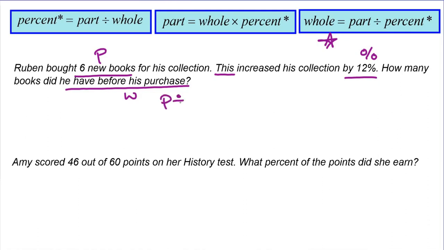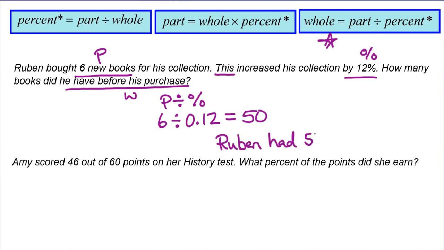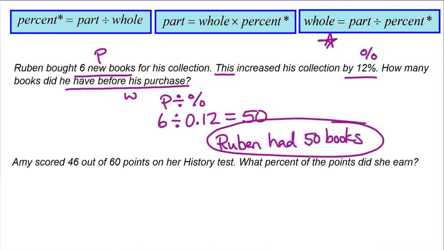So I'm going to take the part divided by the percent to find the whole, and the part was 6. The percent was 12, but again, we have to write that 12% as a decimal, which is 0.12. So I take 6 divided by 0.12, and that gives me 50. So that tells me the whole, or how many books Ruben had before he got his 6 new books. So we would conclude Ruben had 50 books. So there's an example of using a percent equation to solve a real world problem.